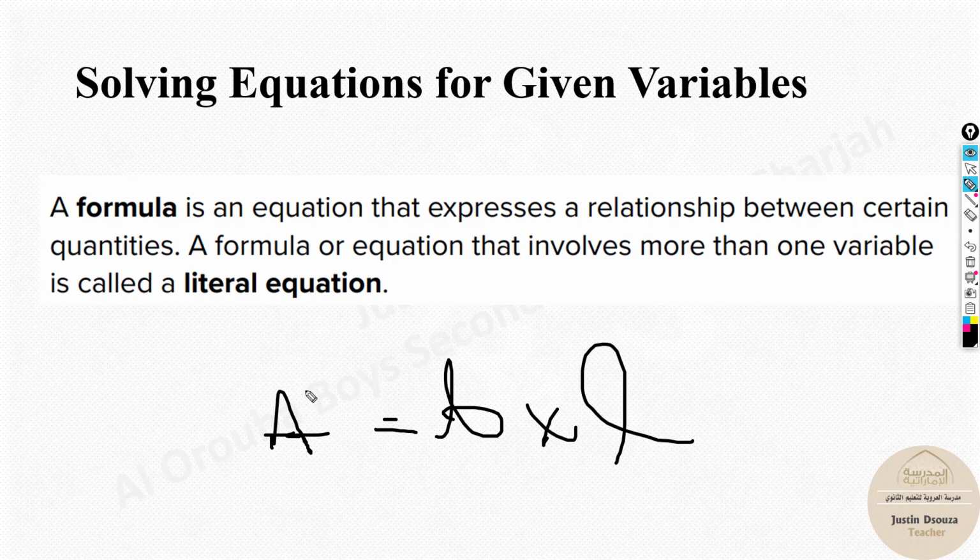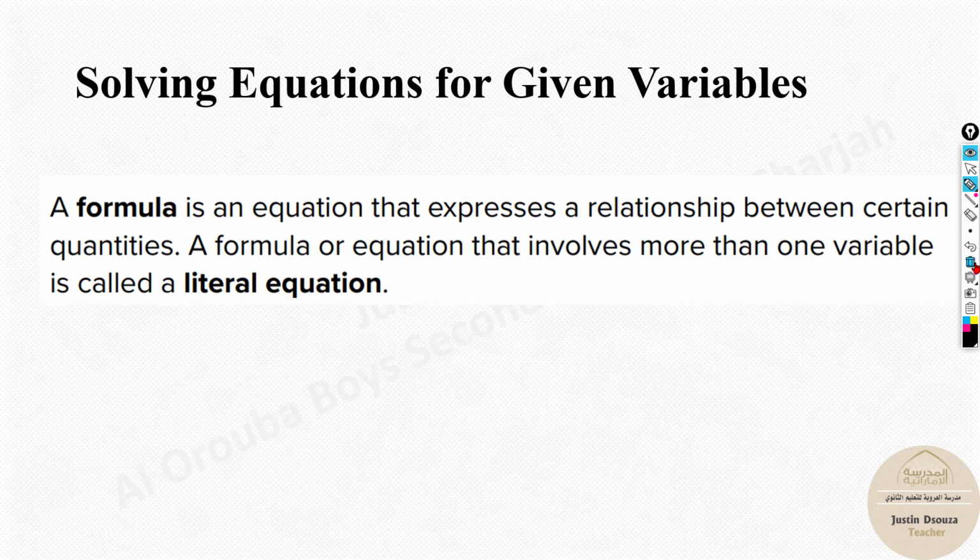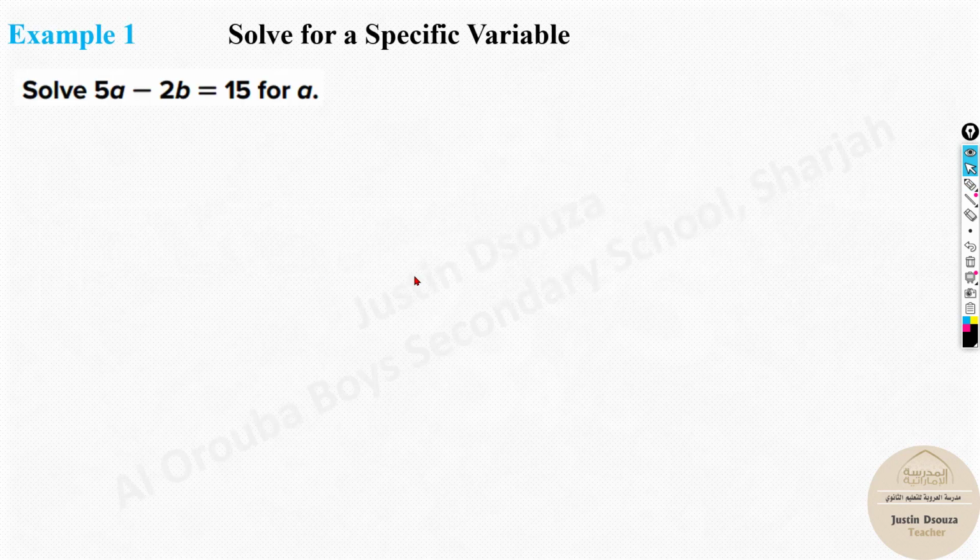So now area A is unknown, B is a variable, L is a variable. This is a literal equation. So a literal equation can be a formula or not a formula. They are called literal equations. We will see now. This is a literal equation.